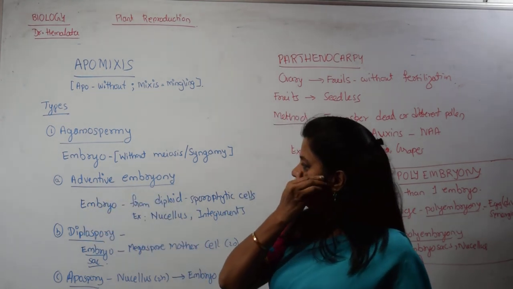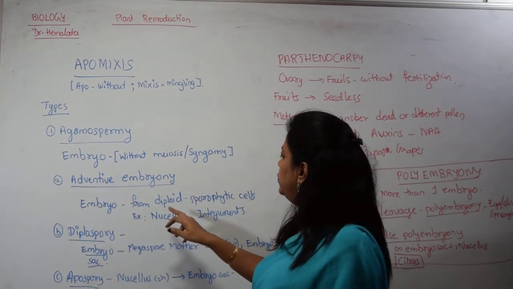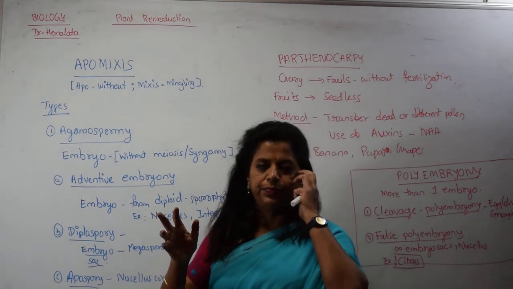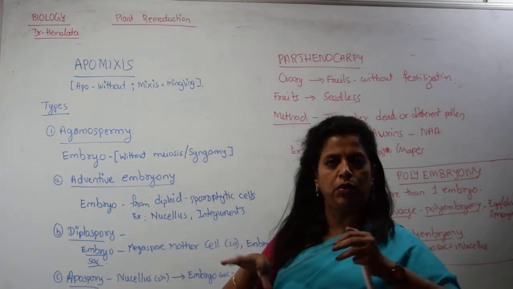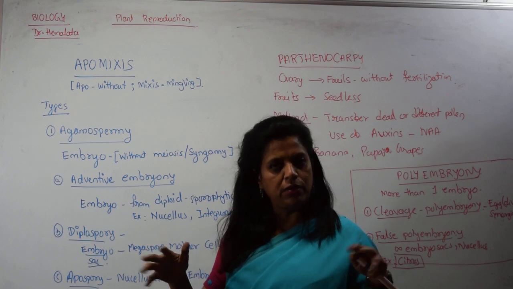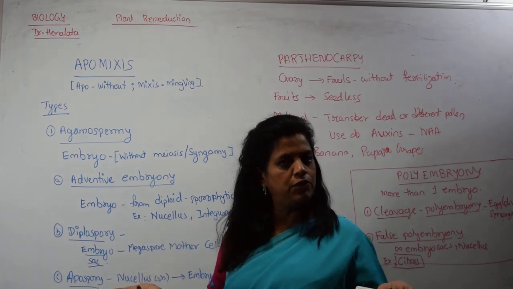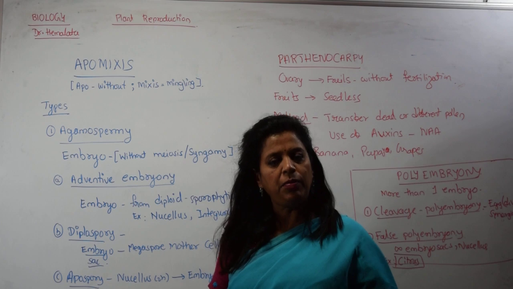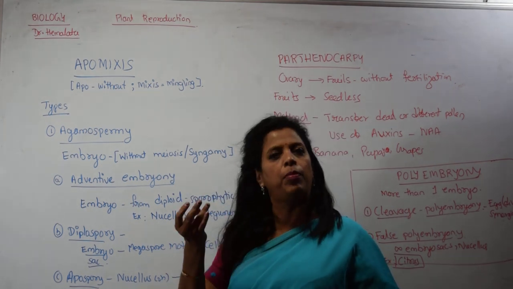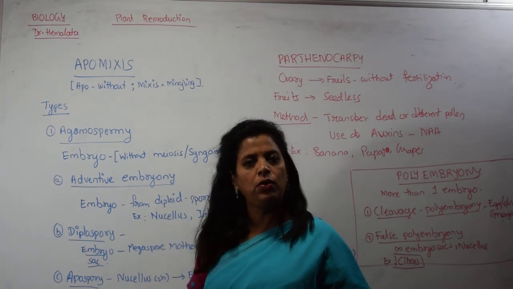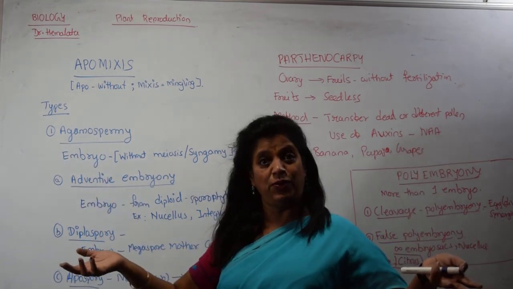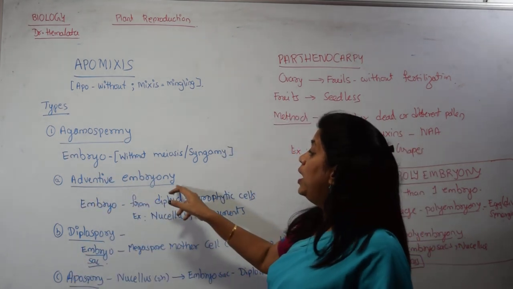Adventive embryony means the embryo is formed from the diploid sporophytic mother cells, sporophytic cells. And whenever you observe within the embryo sac, you get so many diploid cells, right? The nucellus is diploid, the nourishing tissue outside, and the integuments are diploid. Only within the embryo sac you get all haploid: haploid synergids are there, haploid egg is there, haploid polar nuclei are there, haploid antipodals are there. But outside all are diploid structures only. So that is called adventive embryony.